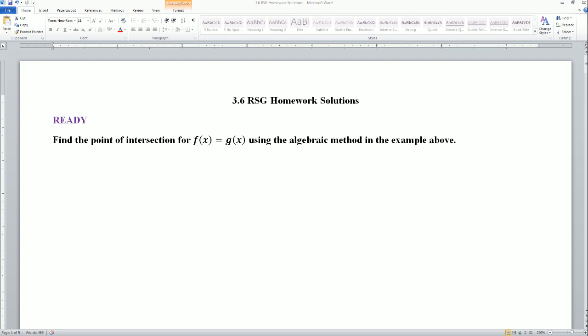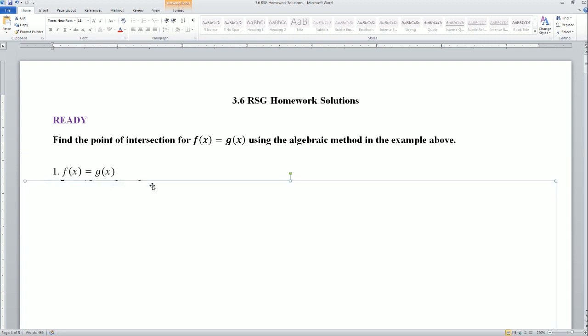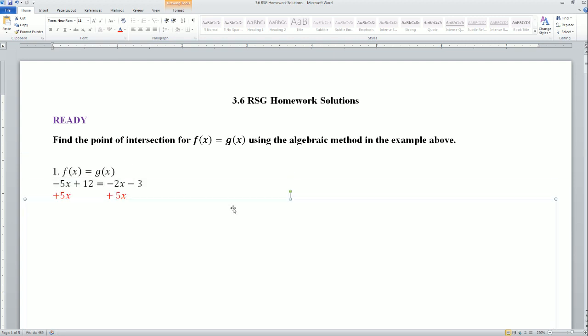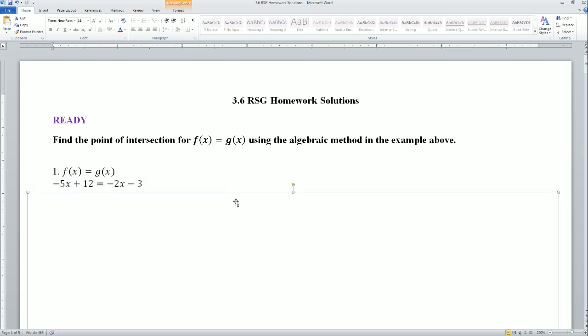The Ready part says find the point of intersection where f of x equals g of x. Before, we mostly dealt with it in the graph, but now we are dealing with it in terms of equations, okay? So we have to set them equal to each other and do some algebra to solve for the variable. So f of x equals g of x. So I set the equations equal to each other.